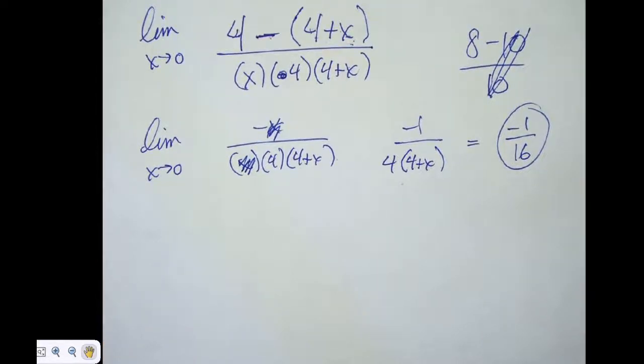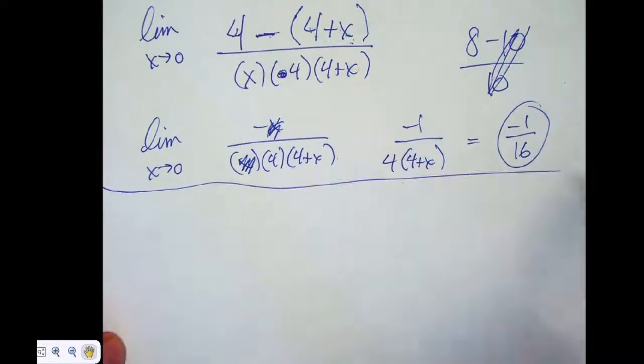How many worked ahead of me and already had negative 1 over 16? Questions? Is it possible to solve it by solving the numerator and then doing the keep change flip with the dividing by fractions?